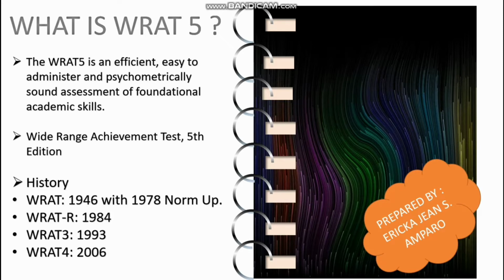The history of the Wide Range Achievement Test: it began in 1946, with a 1978 norm update, then WRAT-R in 1984, WRAT 3 in 1993, WRAT 4 in 2006, and WRAT 5, the 5th version, was released in 2017.